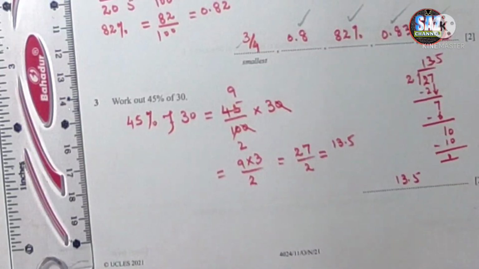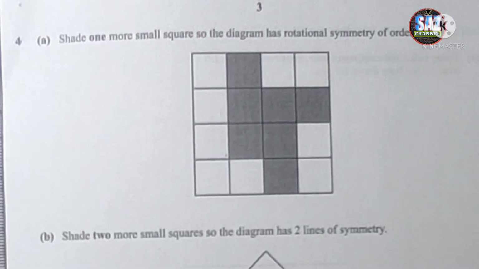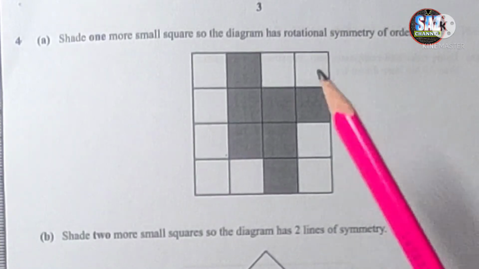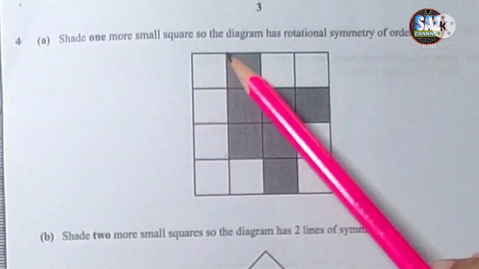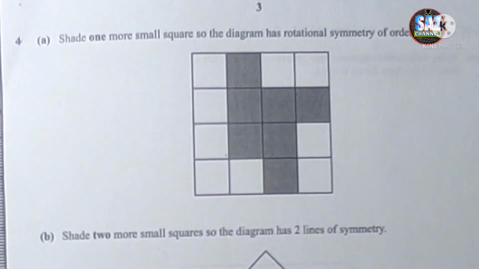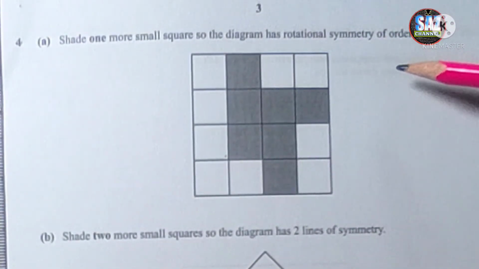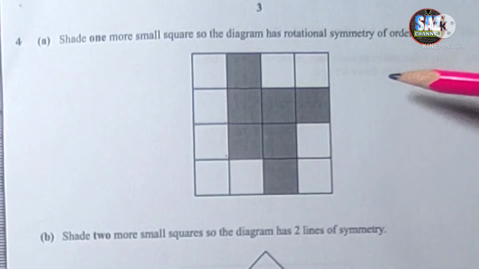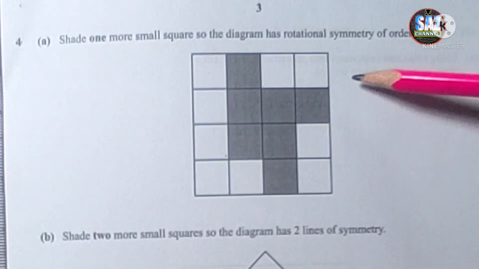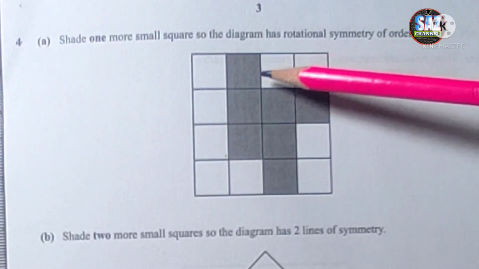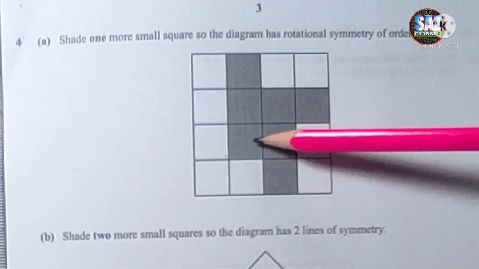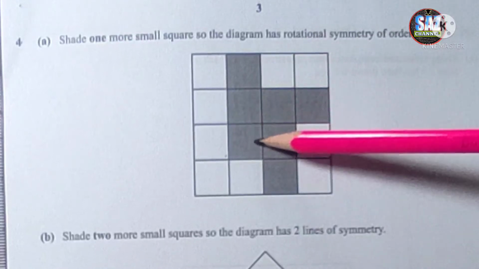I hope you are clear about this question. Let's move to the next question, and let's read the question first. The question says to shade one more small square so the diagram has rotational symmetry of order 4. So in this question we have to shade one more small square so that the resulting diagram has rotational symmetry of order 4.